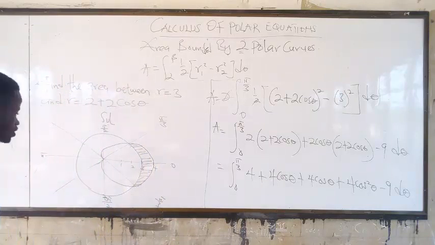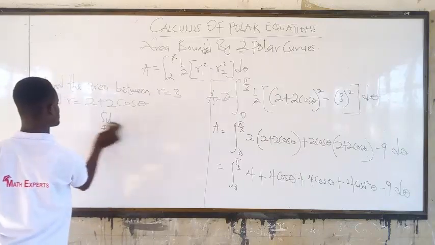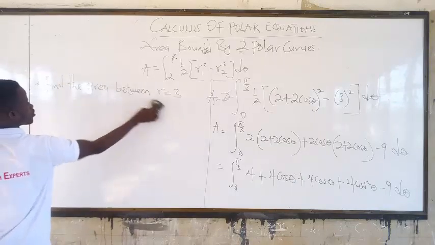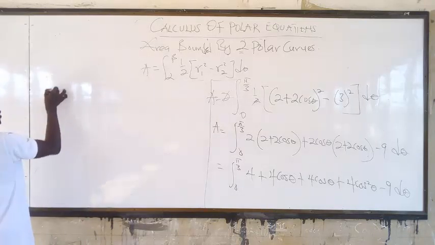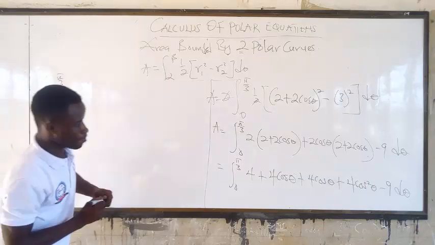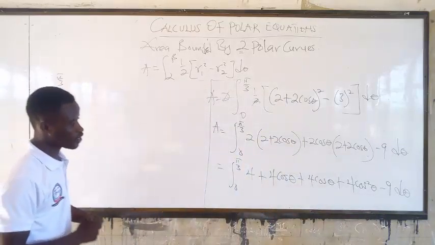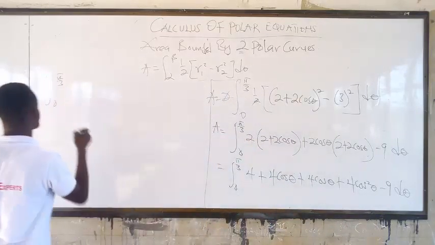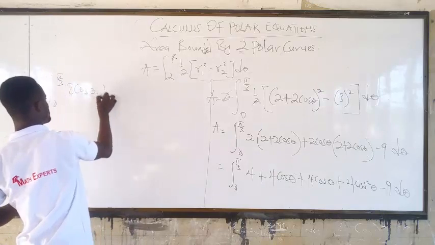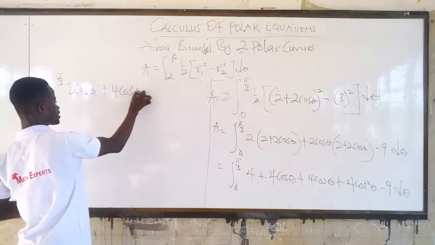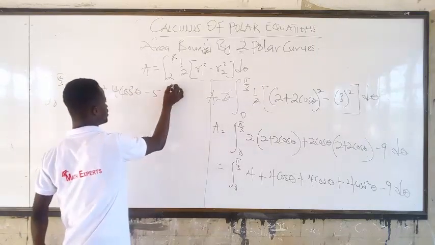All right. Let's continue. So now here, the integral from 0 to pi over 3. Now you can see the constant, 4 minus 9. Okay, so let's first add this to this. You get what? 8 cos theta plus 4 cos square theta, then minus 5 d theta.